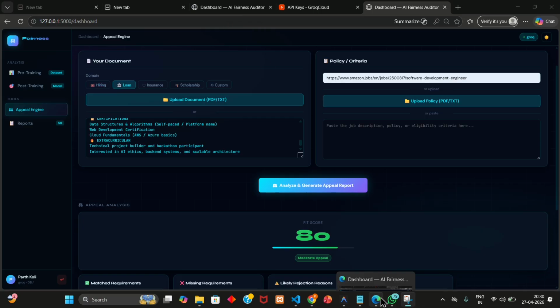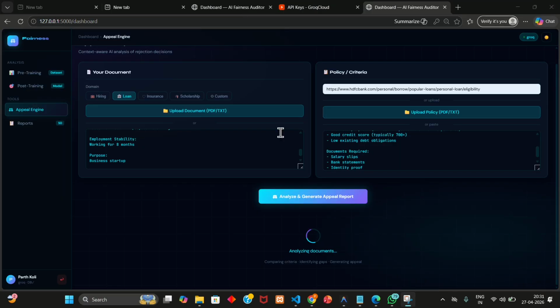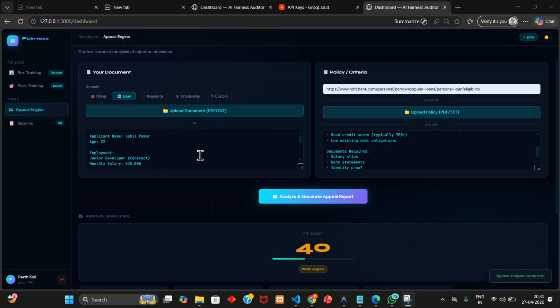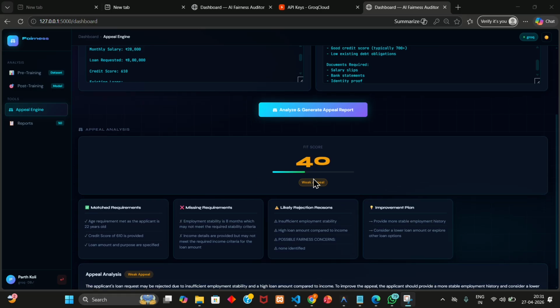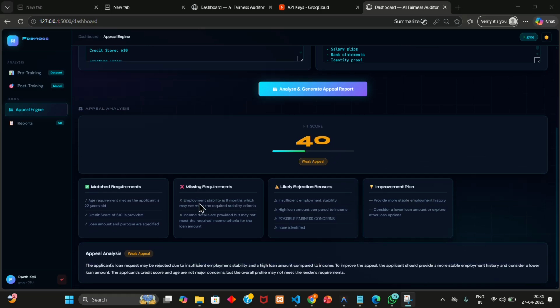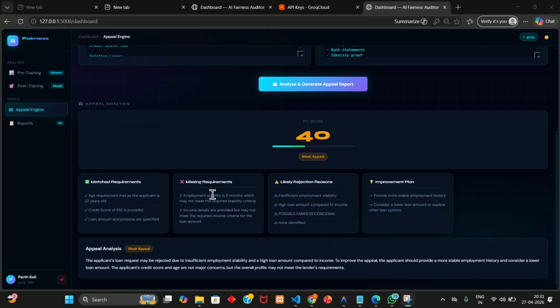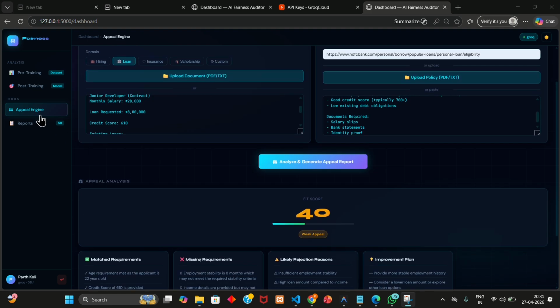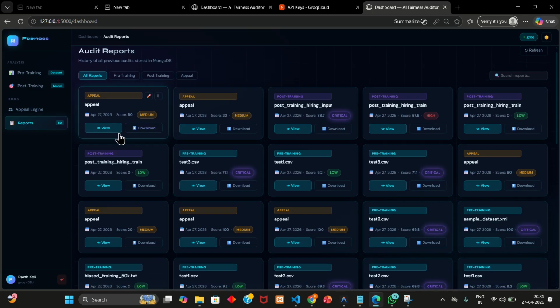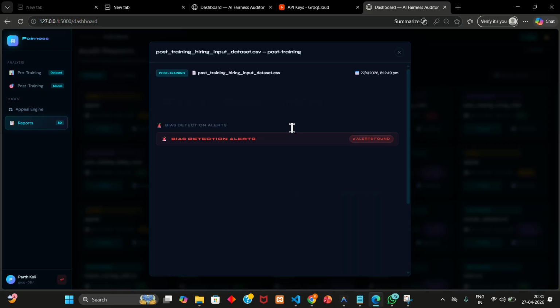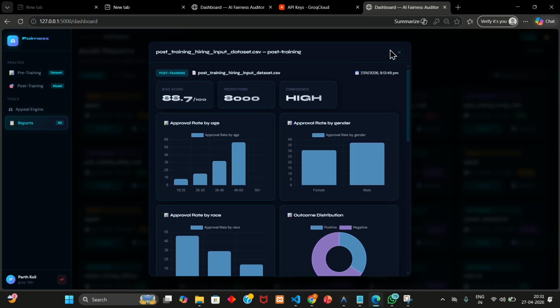Now we will be checking for a loan. We have entered all the details about the one who is applying for the loan, employment, and everything. Here it shows a 40% score because of the missing requirement: employment stability of 8 months, which may not meet the required stability criteria. So it properly explains why the loan is rejected. And these are the reports. They are stored in the database, so you can view past reports with proper analysis and everything.